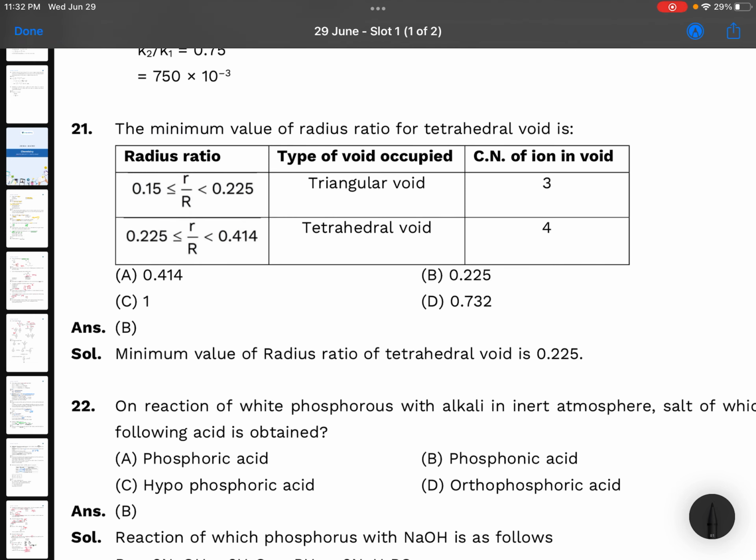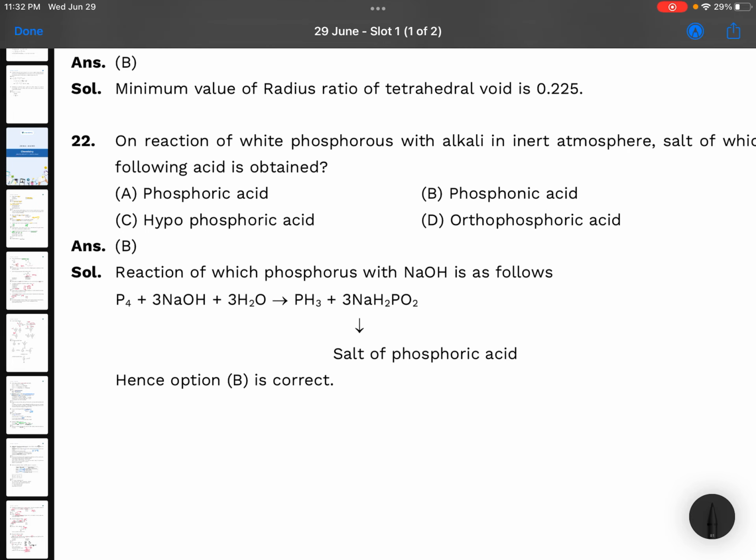The minimum value of radius ratio for a tetrahedral void is 0.225. Maximum is 0.414, minimum 0.225. It is a memory type, solid state based question. Sometimes they ask like this.